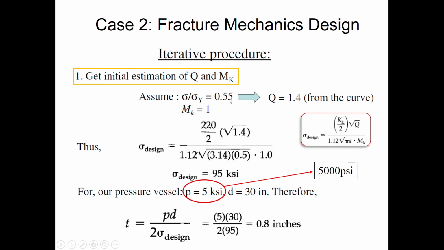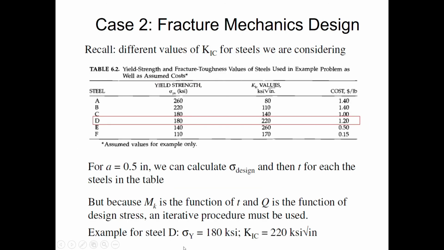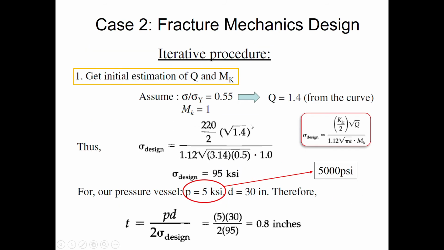we can substitute all the values that we just discussed: sigma y equals 180 and k1c. Then from that, we apply the values into this equation that we just derived. Okay, from here we can get the sigma design, which is 95 KSI.